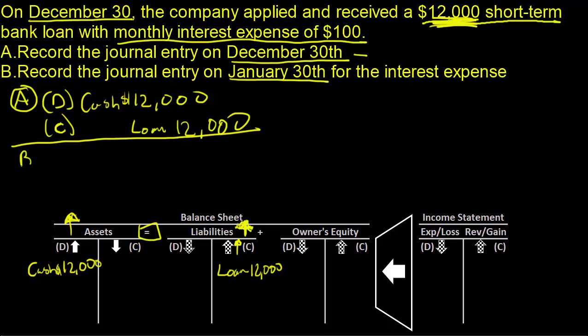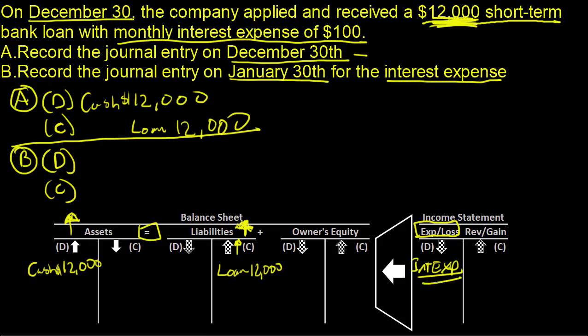All right, now B. In B, we record a journal entry for the interest expense. Now, I'm not sure whether we actually are paying it or not. It's not so clear, so there's a couple different ways you could go with this. We know we're going to have a debit, and we know we're going to have some sort of credit involved here. Our debit is going to be interest expense. Expenses are debited.